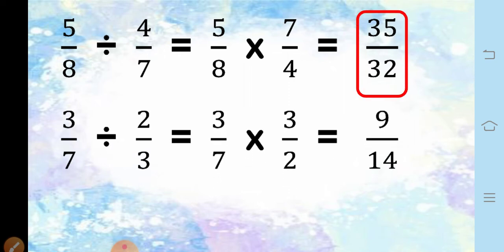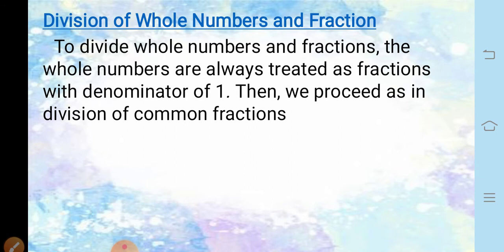Next is 3 over 7 divided by 2 over 3 is equal to 3 over 7 times 3 over 2, because 3 over 2 is the reciprocal of 2 over 3. So we get the final answer of 9 over 14. Okay. Division of whole numbers and fractions.